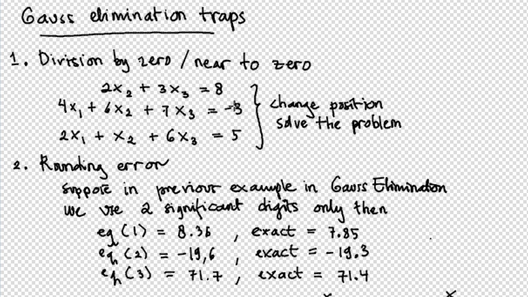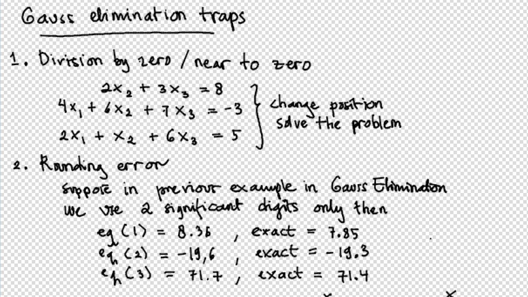So what is the solution here? We can change the position of the equations, so you can put the first row into the second row or third row. You can swap between first row and second row, or first row and third row, and then you can do the Gauss elimination.